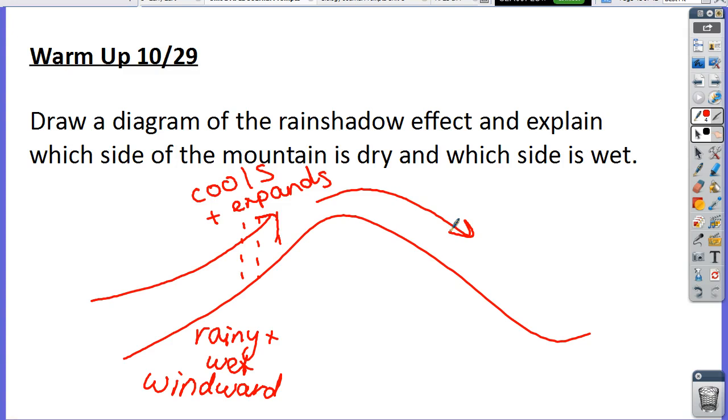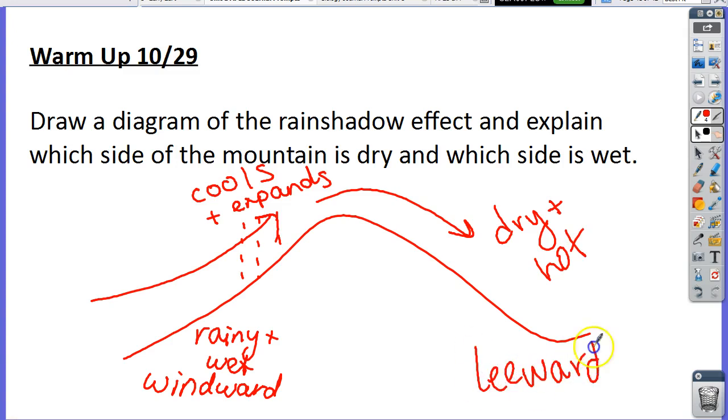So if we look at this side, what's going to happen to my air once it goes over this mountain? It's dry. What about temperature? Hot and dry, just like when we formed deserts, okay? So it's going to be hot and dry. We call this the leeward side because it's protected, okay? The leeward side doesn't get as much rain. It's typically dry. It's the sheltered side of the mountain, okay?